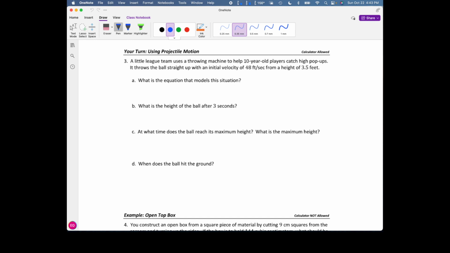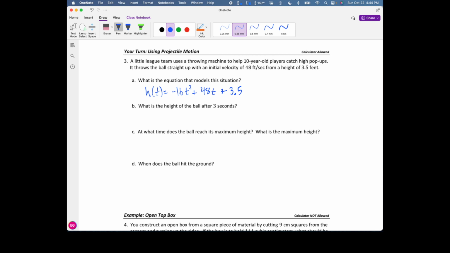Such a troublemaker. All right, a Little League team uses a throwing machine to help 10-year-olds practice catching pop-up balls. Okay, so a ball is thrown straight up in the air with an initial velocity of 48 feet per second, from a height of 3.5 feet. So we're going to use that equation. So h of t equals negative 16t squared plus the initial velocity, so 48t, plus the initial height, 3.5.